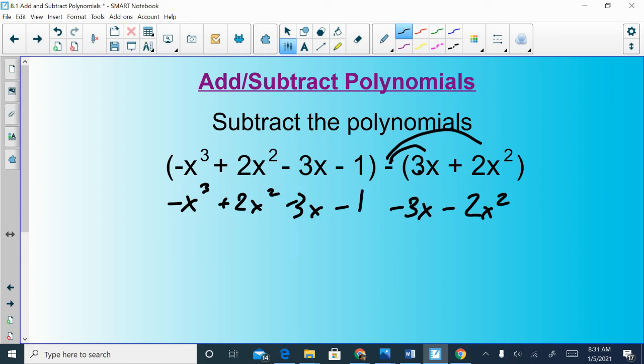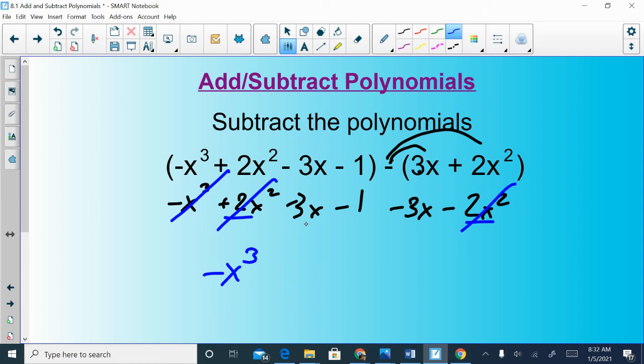And now I'm going to combine them, just like in the last problem. I'm going to look for which things are like. The negative x to the third doesn't have anything that's like it, so negative x to the third is going to be in my final answer. Up next would be x squared. I have a positive 2x squared and a negative 2x squared. These two are like. Positive 2 and negative 2 make 0, so they cancel each other out.